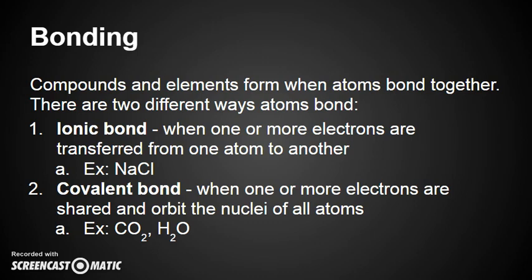So the difference between these two: ionic bond is when we're transferring those electrons. One's taking or one's giving. And the covalent bond is when one is actually sharing with another. We're sharing it throughout the entire molecule.